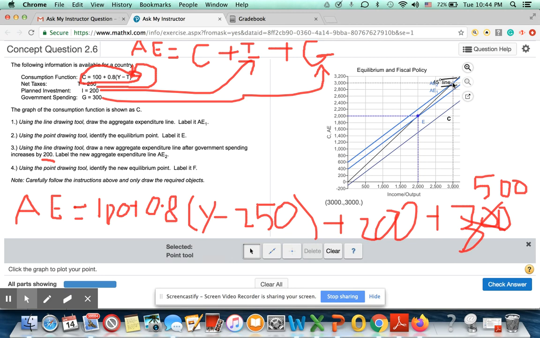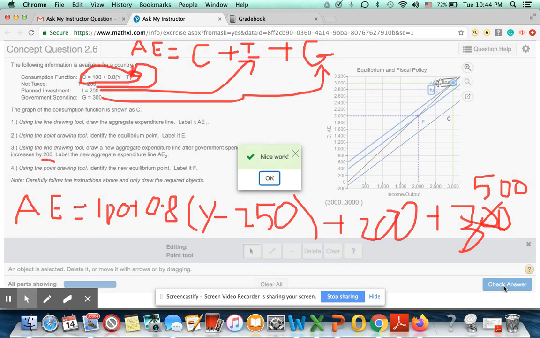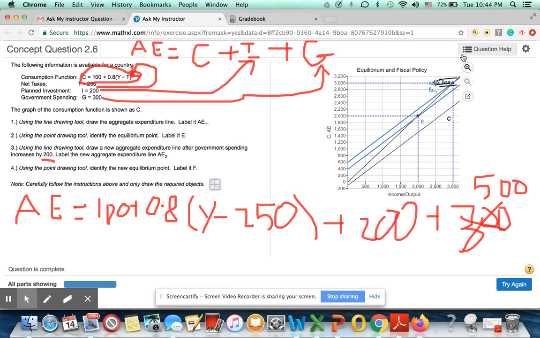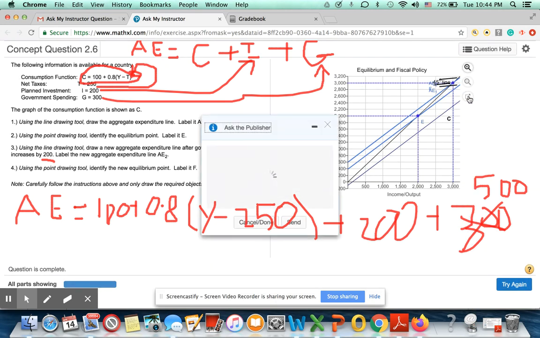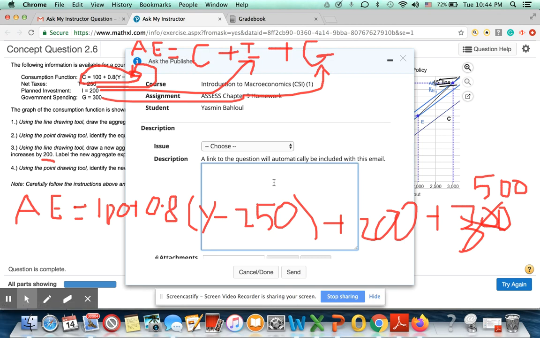I will try to enable that function. Label it and check the answer. All right. Here we go. If you have any questions, please just use the Ask My Instructor, and I'll try to get back to you. Thank you very much.